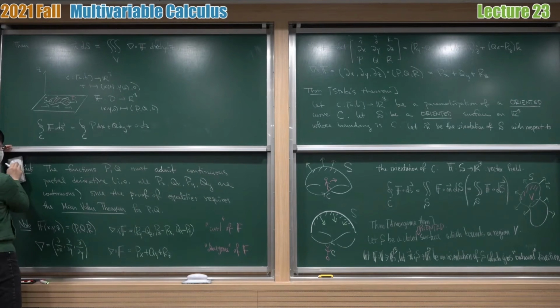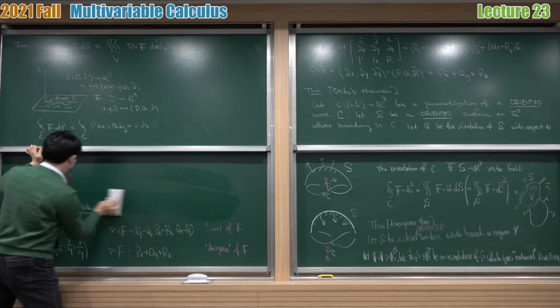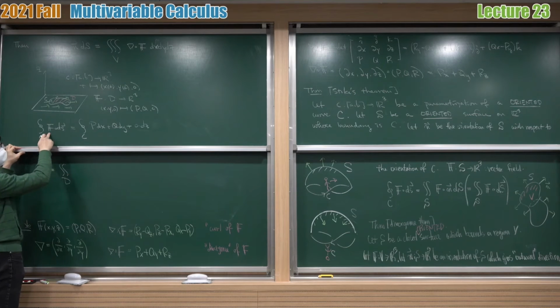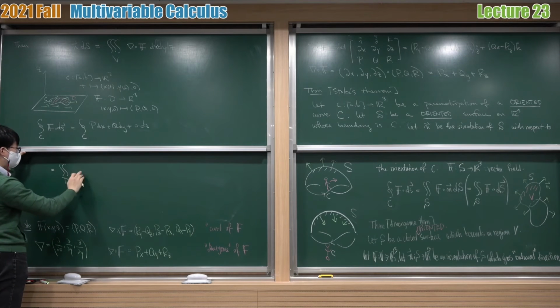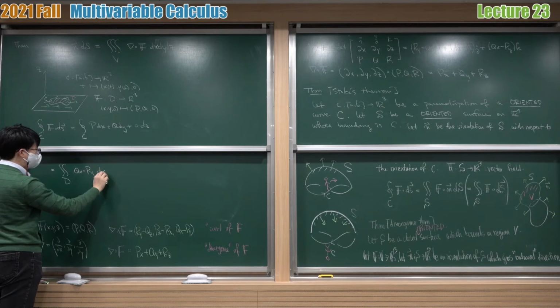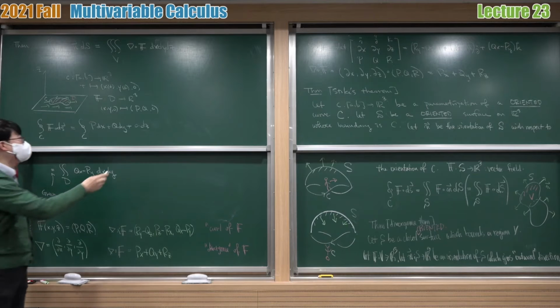And what happens on the right-hand side of the Green's theorem? We know that this is equal to the double integral on D of the rotational vector field, q_x minus p_y dx dy, right? So that's the Green's theorem. But what does Stokes theorem tell you?